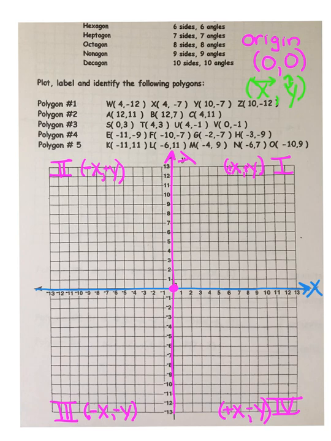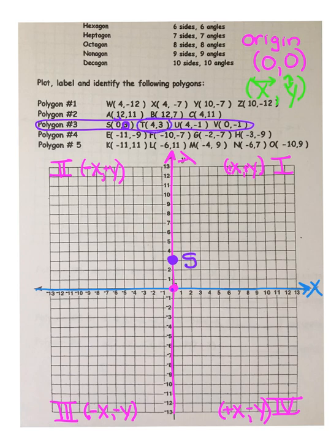Let's plot one of the polygons we've been given. Let's start by plotting polygon number 3. If you look at point S, basically 0 is your x coordinate, telling you don't move left, don't move right, but your y coordinate is telling you to go up 3 units. So starting at the origin, we don't go left or right because that's a 0 value, but we do go up 3 and we label that S.